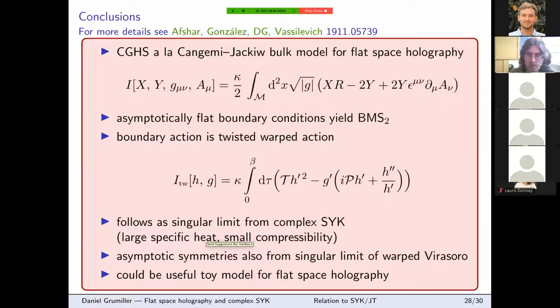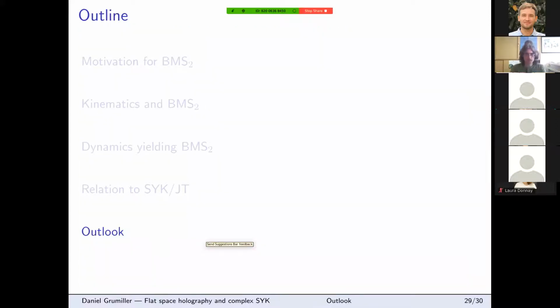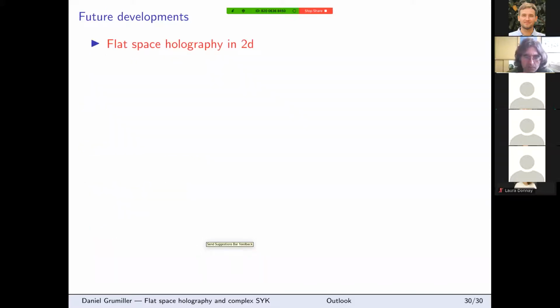So since one hour is almost over, I think I have one minute or so, let me come to the last slide. Here I present just a very brief outlook to future developments. So now that we have a concrete model for flat space holography in 2 dimensions, I think it would be nice to start establishing a dictionary. So calculate observables on the condensed matter side, calculate observables on the gravity side, and try to compare them with each other.